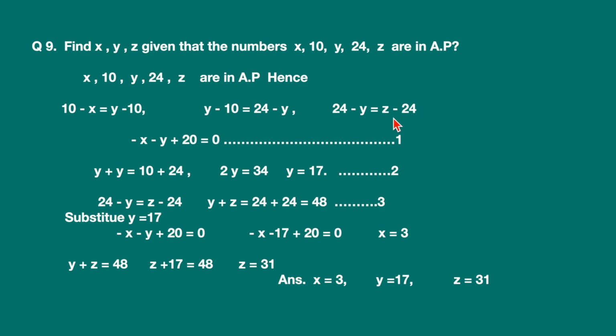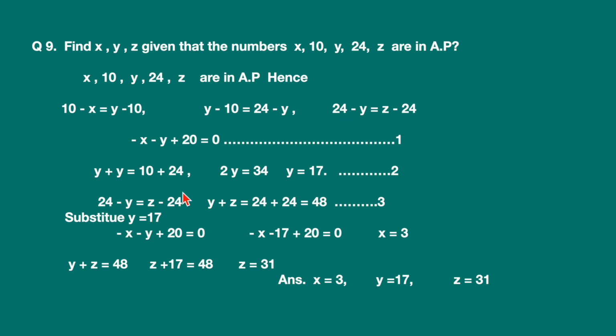So you get 3 equations. There are 3 unknown variables. So easily now we can find x, y and z because we have 3 equations. Okay, let's simplify this equation. You will get minus x minus y is plus 20. I'm bringing it on the left side is equal to 0. This, when you simplify, you bring this on the left hand side. Y plus y is equal to, bring 10 here, 10 plus 24. So 2y is equal to 34, y is equal to 17. So we already got the value of y directly. Y is equal to 17.